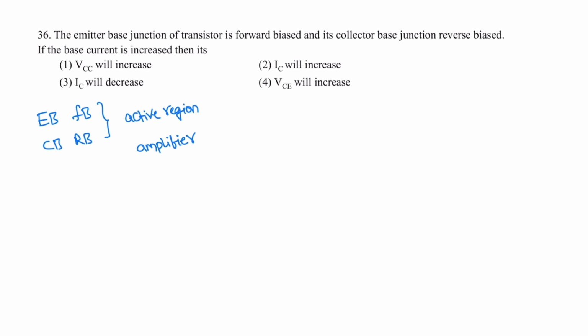For an amplifier, if the input current, the base current, is increased, the output current, that is the collector current, obviously increases. So the collector current will increase. So here it is an amplifier. If input current increases, output current also increases.